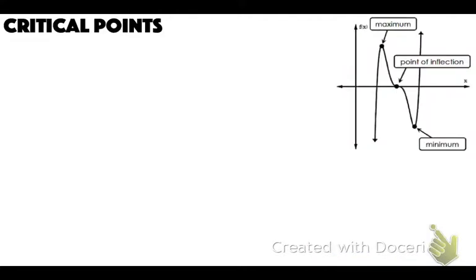Okay, so let's talk about critical points real quick. So critical points are points where the graph changes its direction or shape. So if we're looking at this graph here, we're going up. You always read it left to right. This point right here, we hit that point and then we start going down. So that means it's a maximum.